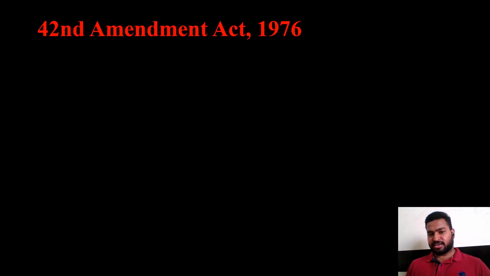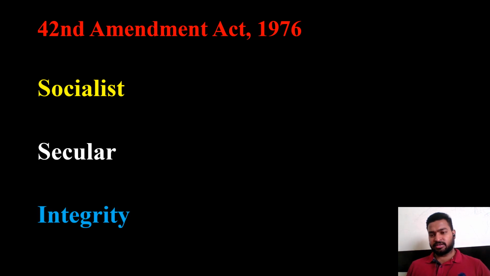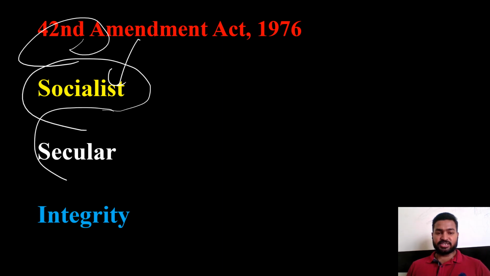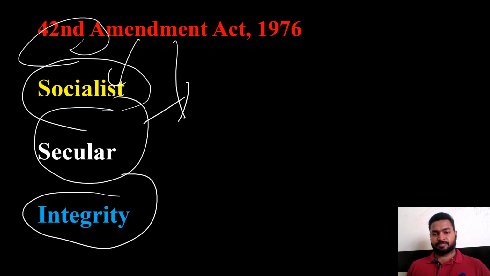Since in the Keshavananda Bharati case it is clarified that the preamble is part of the Constitution, it could be easily amended. It could be amended by the Parliament using Article 368. So Parliament exercised its power in 1976 through the 42nd Amendment Act, and it added these 3 terms to the preamble of the Constitution. It added socialist, secular to the preamble, and integrity also.